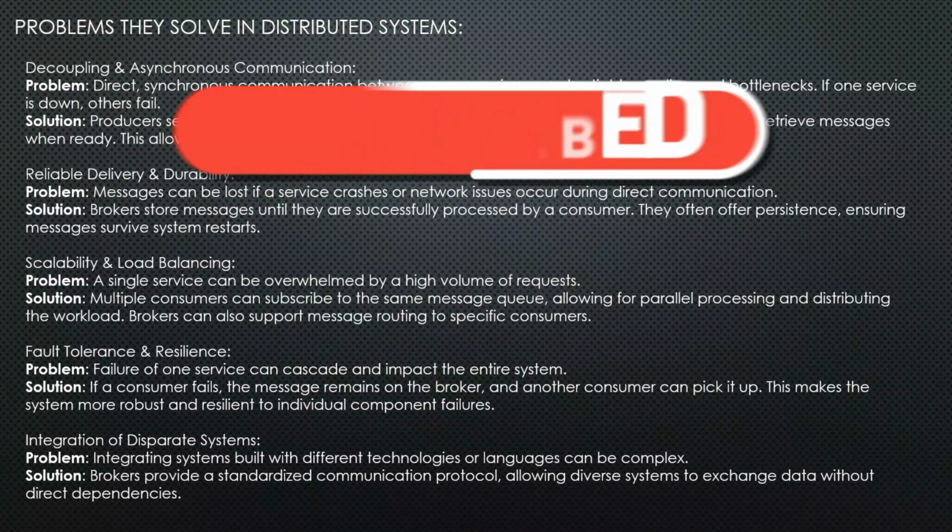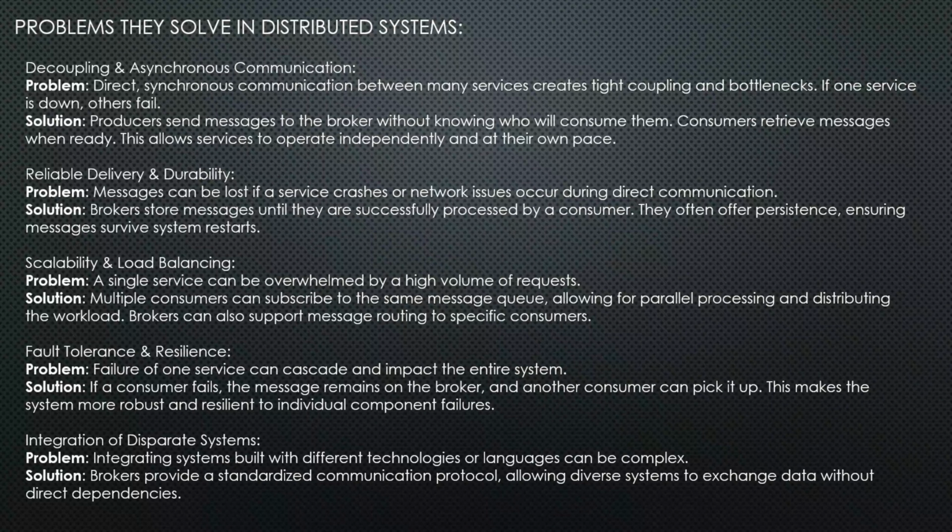The very first thing is decoupling and asynchronous communication. When you are dealing with REST APIs, or the problem of direct synchronous communication, many services become very tightly coupled, which creates a bottleneck. If one service fails, the other services will fail too. To solve this, the producer sends the message to the broker, and the consumer, without knowing who sent the message, consumes it. The consumer retrieves it when it is ready, so this is a very independent operation, and each works at its own pace.